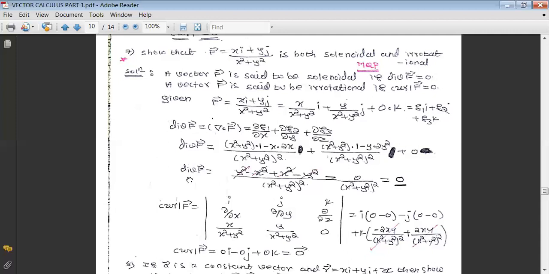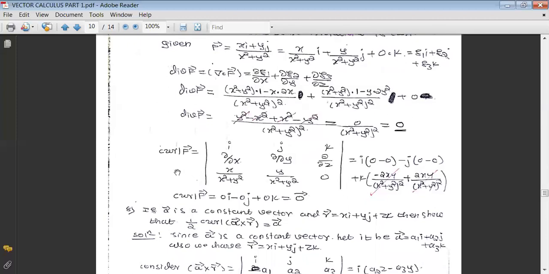Now, since the divergence of f bar is 0, we can claim that f bar is a solenoidal vector. Now, let us compute the curl of f bar. Curl of f bar is given by del cross f bar, that is a determinant whose first row elements are the unit vectors i, j, k. The second row elements are the components of del, that is del by del x, del by del y, del by del z. And the third row elements are the components of f.